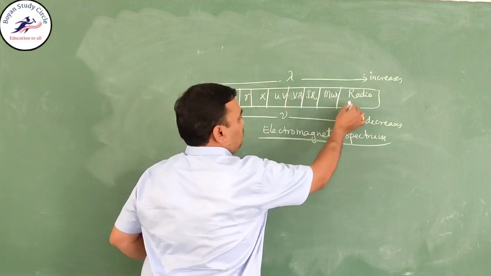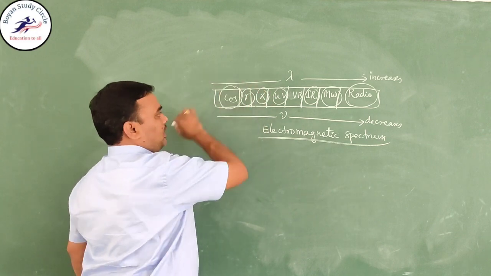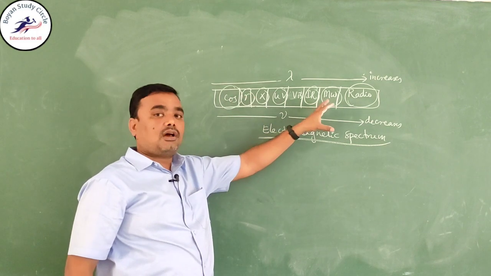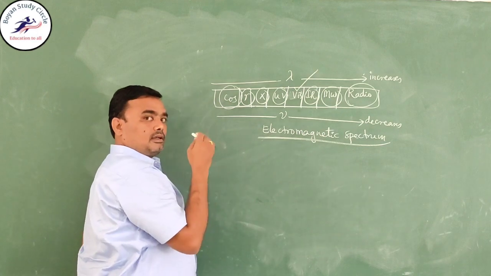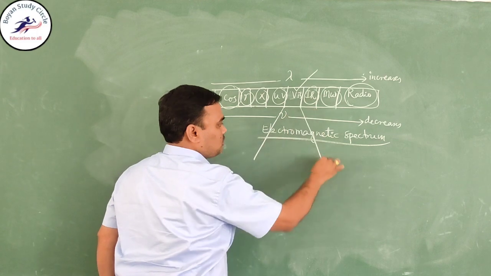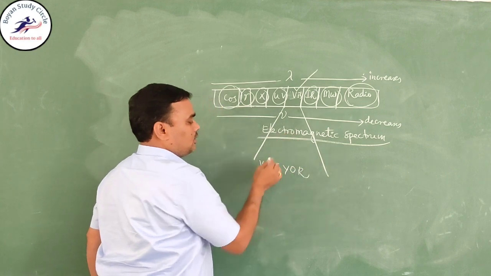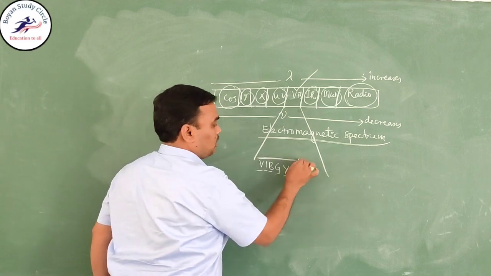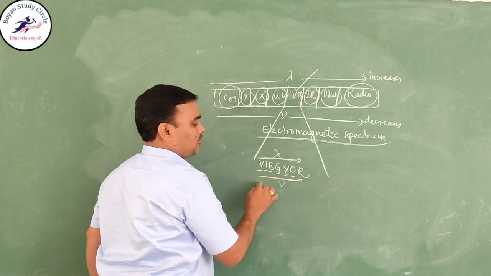See here, you cannot identify these light waves with your naked eye. These light waves are not detectable by our eye. Our eye can detect only visible rays. When you observe the visible rays, there are 7 colors: violet, indigo, blue, green, yellow, orange, red. From left to right, wavelength increases, and frequency decreases.